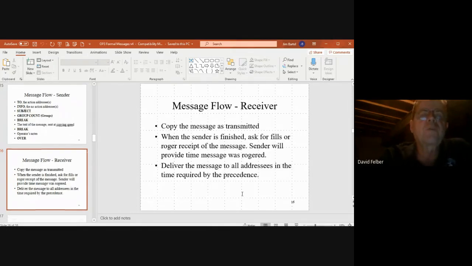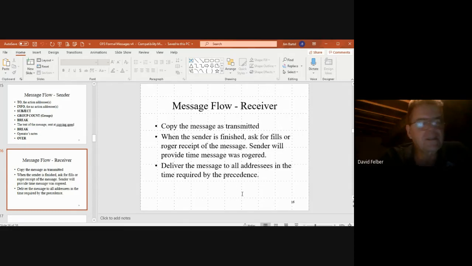From the receiver point of view, copy the message as it's transmitted. Don't add any words, don't leave any words off. When the sender is finished, ask for fills, roger receipt of the message, and the sender will provide the time the message was rogered. And then deliver the message to all addressees in the time required by the precedents.